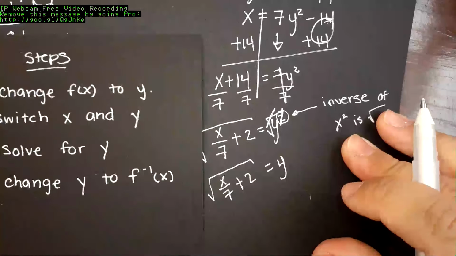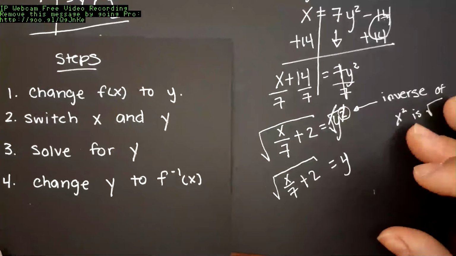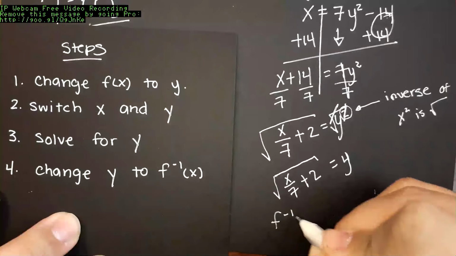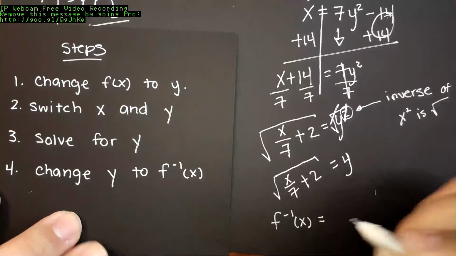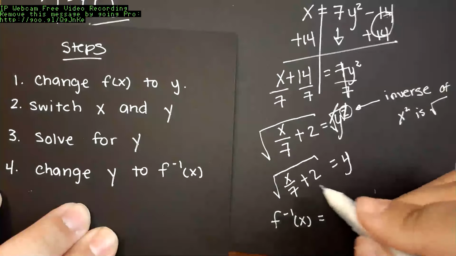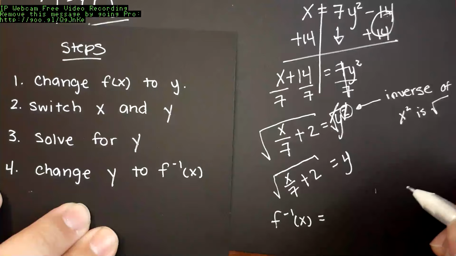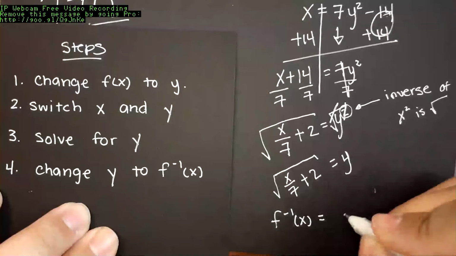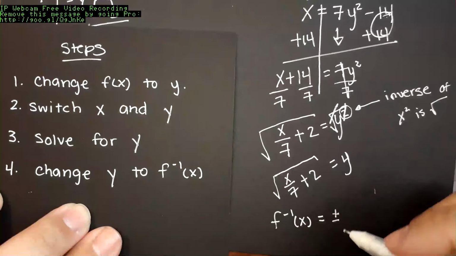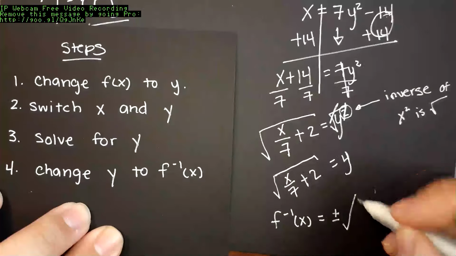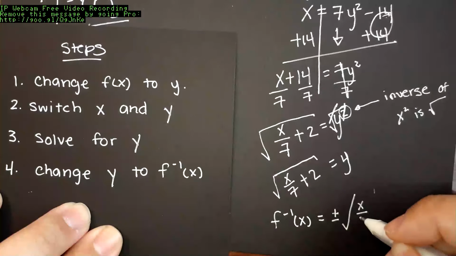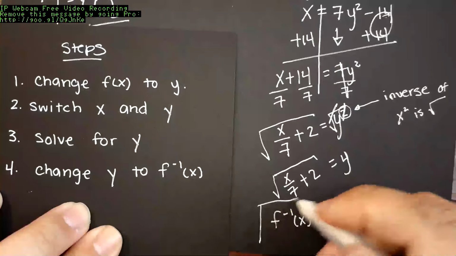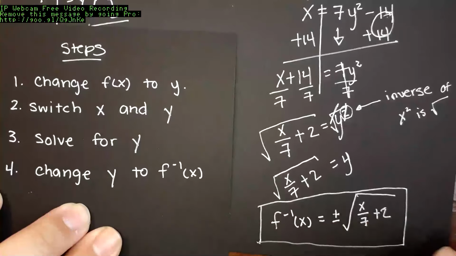If I look at my steps, my last step is to change my y to f inverse. So that's what I'm going to do. I'm going to write f inverse of x is equal to, now for the square root, you have to consider both the positive and the negative, and we'll see that next week. But we're going to put a plus and a minus because we're considering both the positive and the negative, square root of x over 7 plus 2. So that is the inverse algebraically.